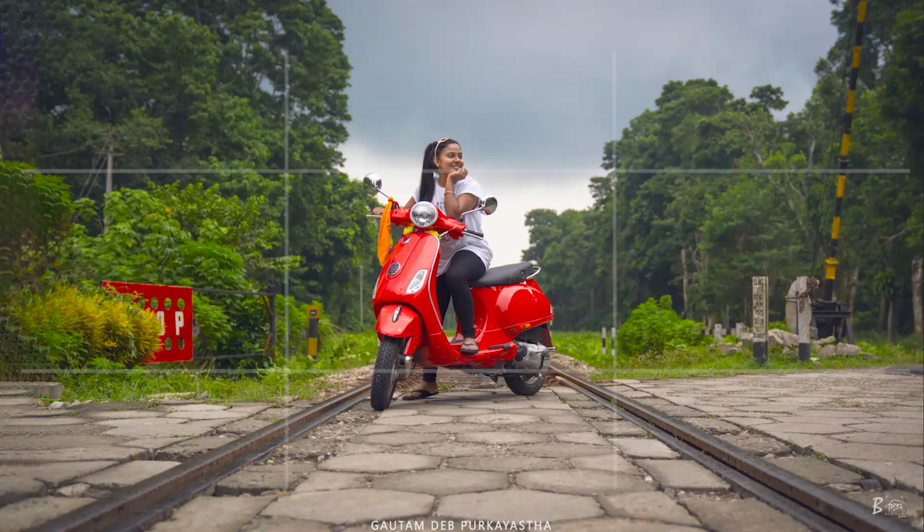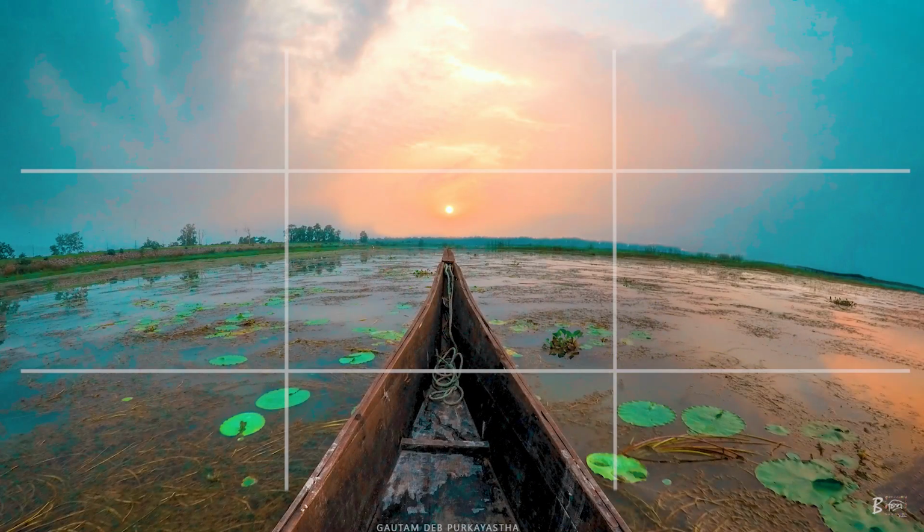But you must also remember that while keeping your subject centered in your frame, you have to balance the right and the left and the top and bottom part of your frame equally.